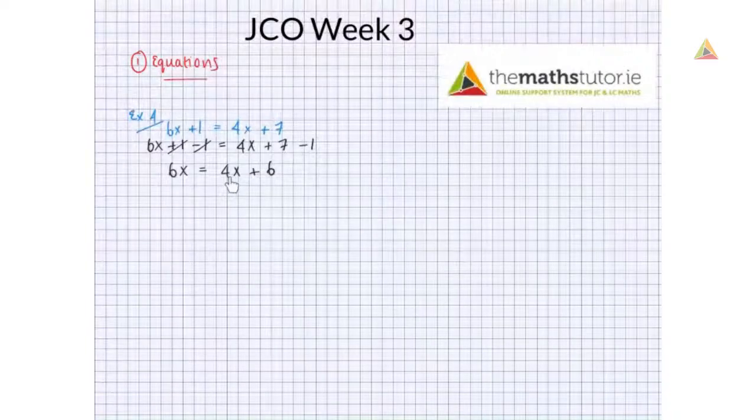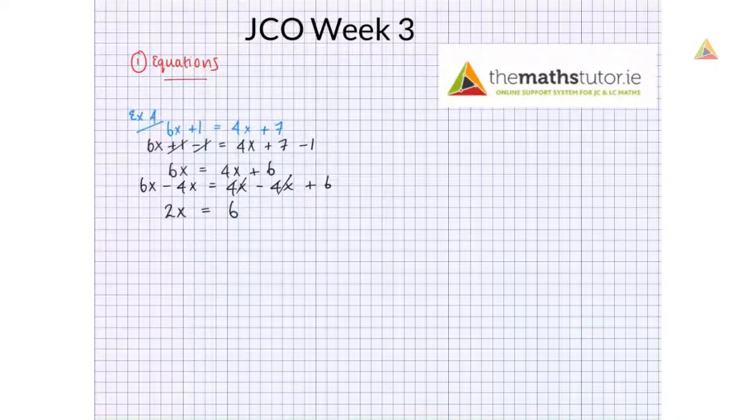So how would we get rid of 4x? We'd take away 4x. So if we're taking away 4x from this side, we're going to take it away from this side. So it's going to be 6x minus 4x is equal to 4x minus 4x plus 6. 6x take away 4x is going to give you 2x equals, so 4x take 4x is 0, and you're going to be left with 6. So 2x is equal to 6.